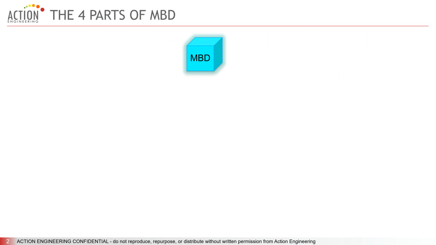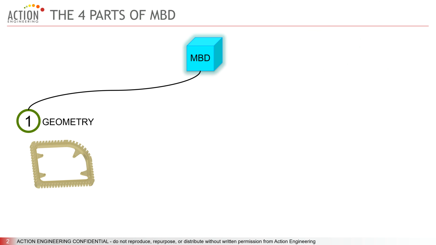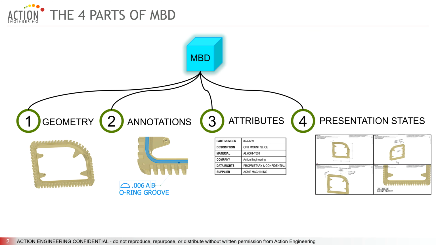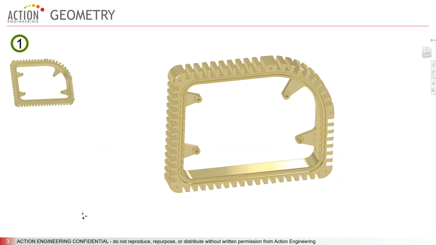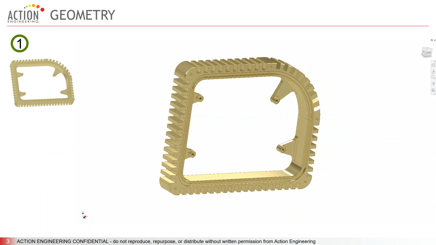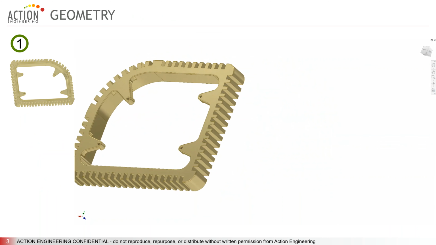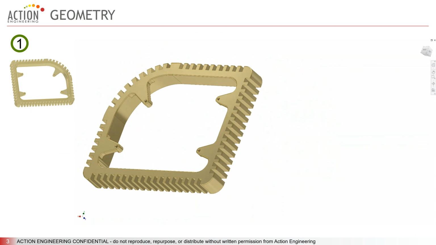When we teach MBD, we break it into 4 parts: geometry, annotations, attributes, and presentation states. The first part of MBD is the geometry, and it is just what the word implies. It is the shape of a part or component.